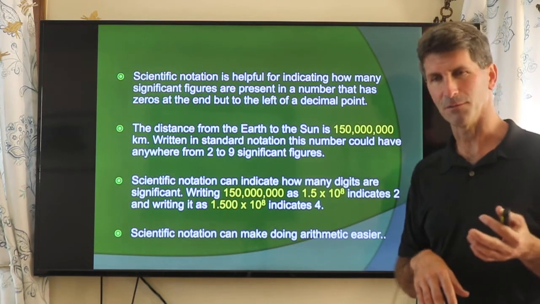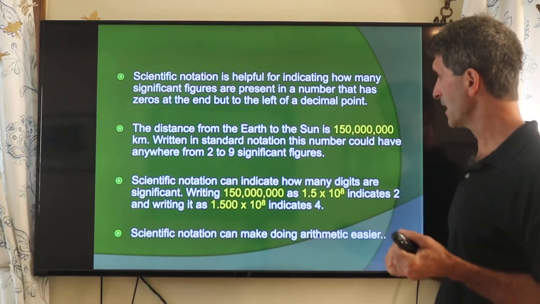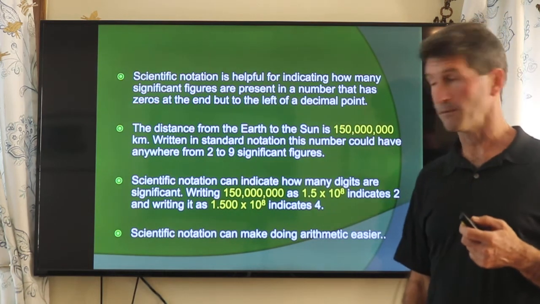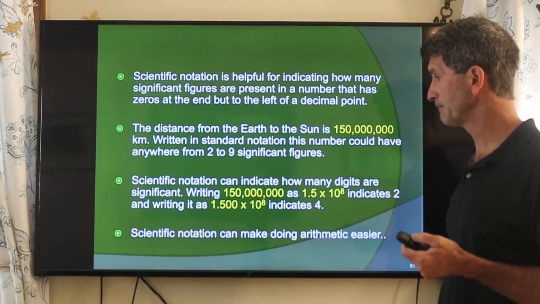Did I say less than 1 before? What am I doing? So I'm going to move the decimal place 8 different times. That becomes 1.500 times 10 to the 8.